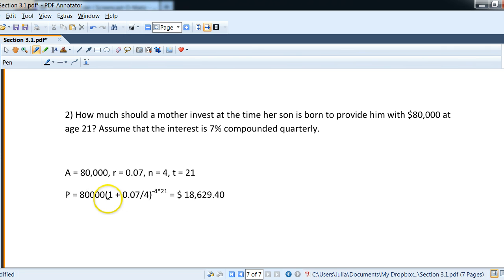80,000 times (1 plus 0.07 divided by 4), close parentheses. Now, depending on the calculator you have, if you have the caret sign, then put parentheses. If it shows up as an exponent like this, you don't need parentheses, so you can just put -4 times 21. And make sure to use the negative sign, not the subtraction sign, at the very bottom. And this is what I get. It's actually not bad for 21 years, $18,629.40. And that's it on exponential functions for now.